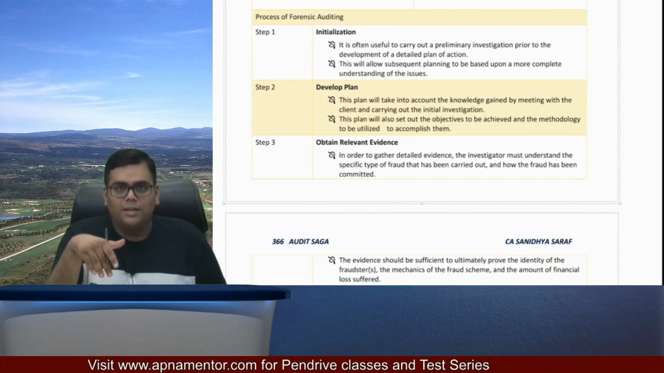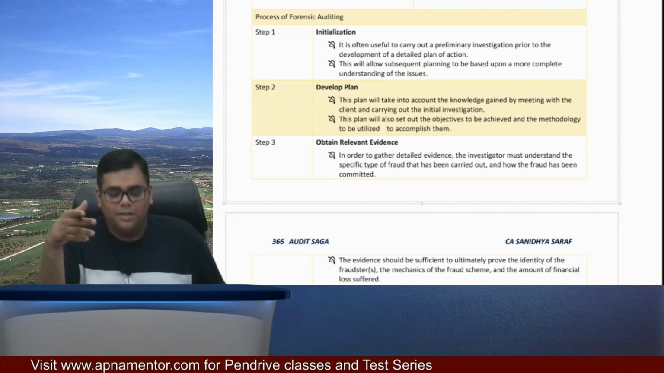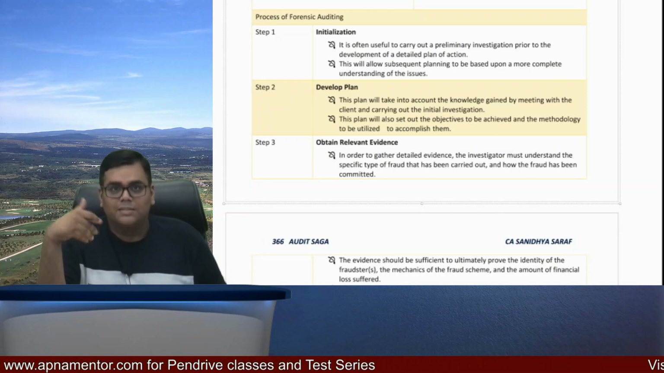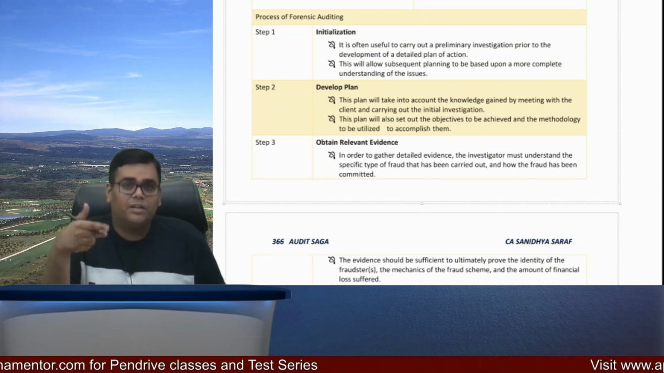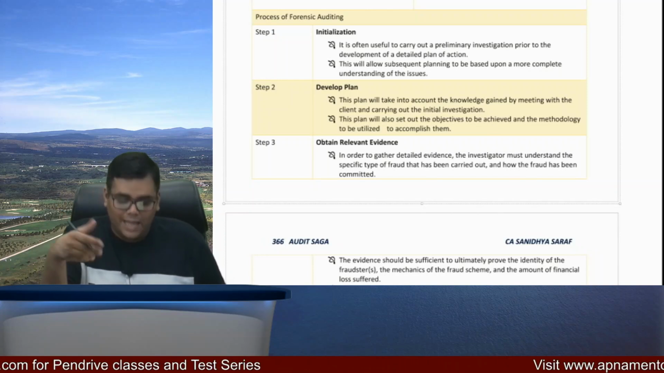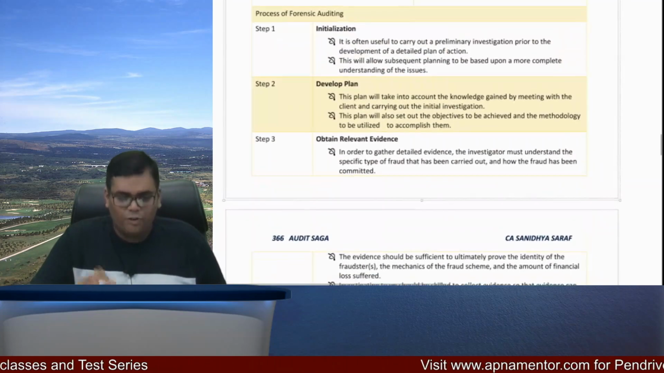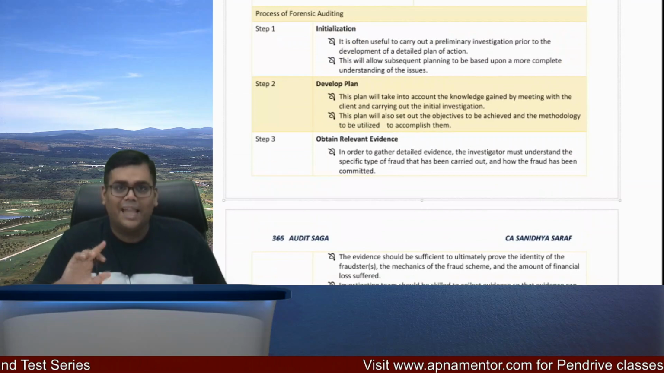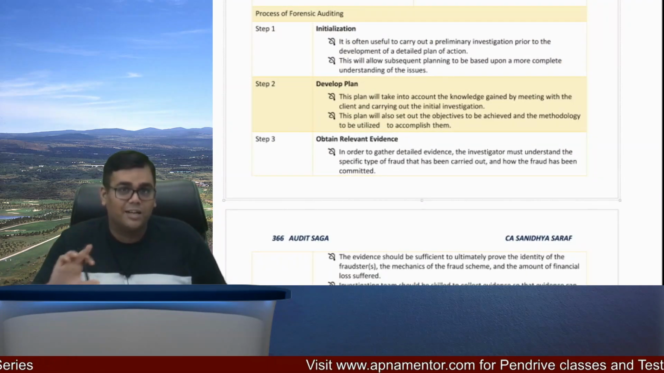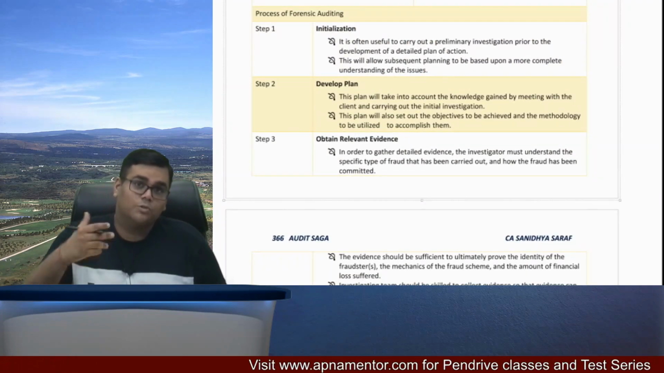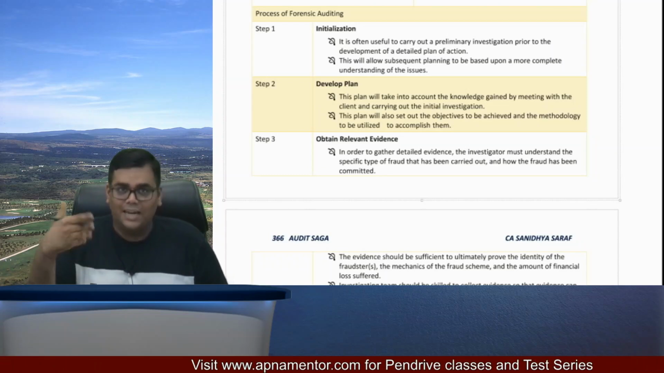But in forensic audit, we have 2 or 3 extra steps. For example, the preliminary investigation is the additional step. Then after reporting, assisting in the court of law is the additional step. Right. Then performing the thorough analysis, like laboratory analysis, fingerprint, right? So using those scientific methodologies is the additional thing.